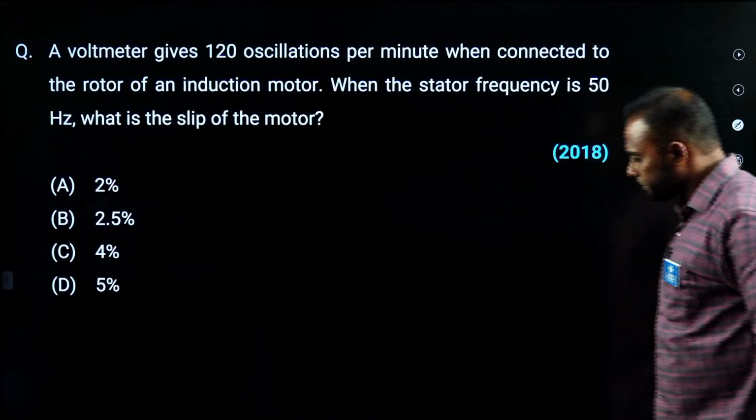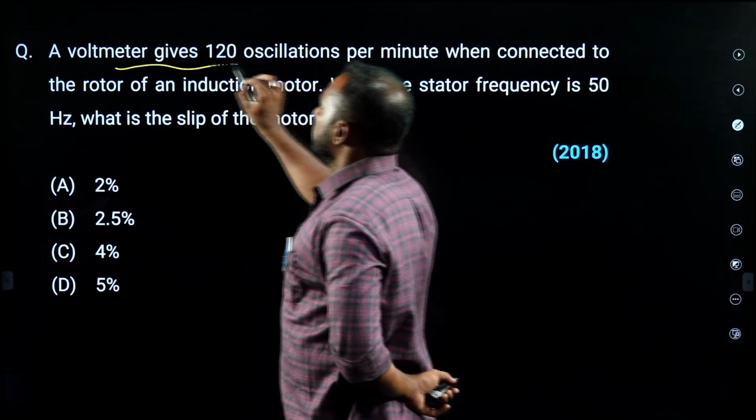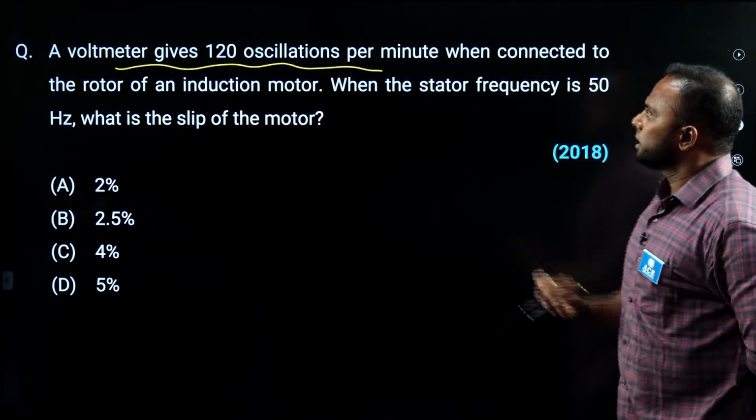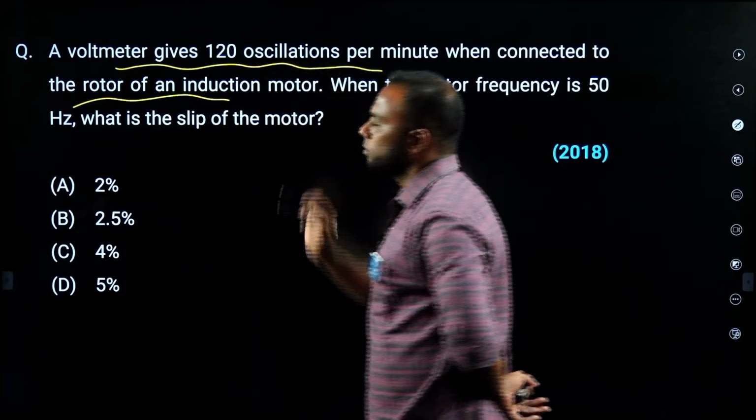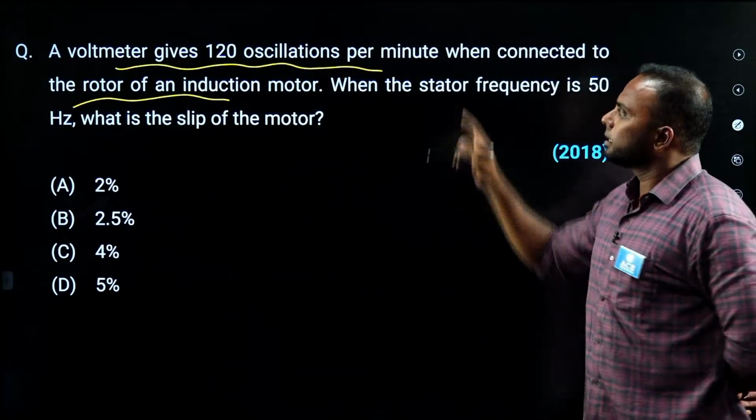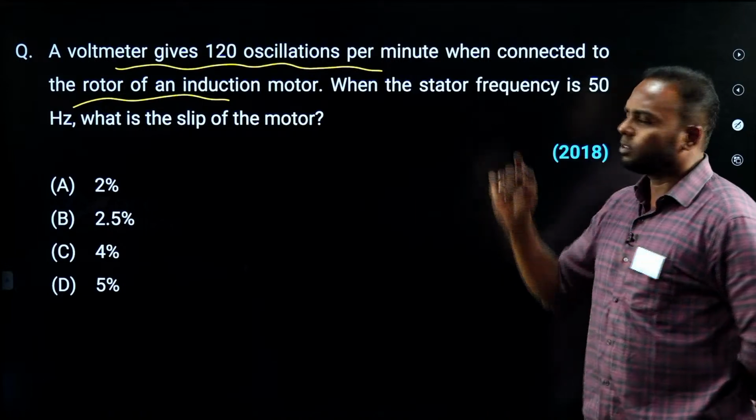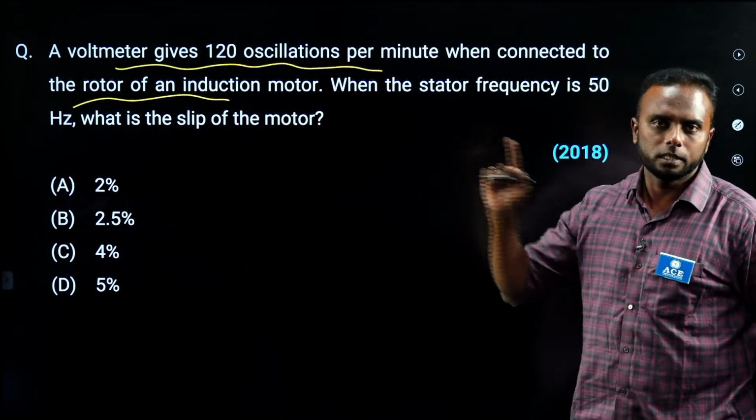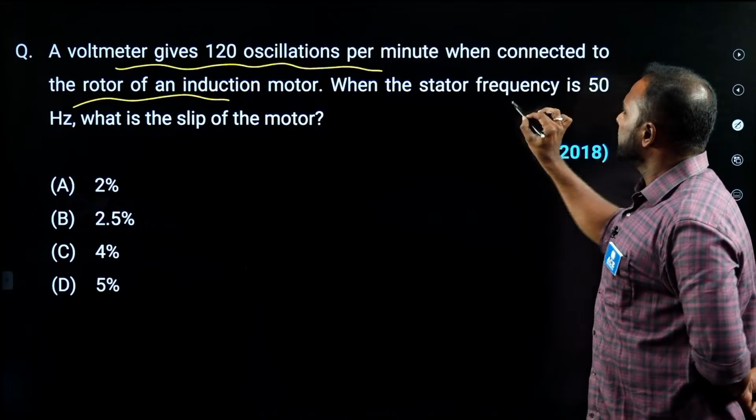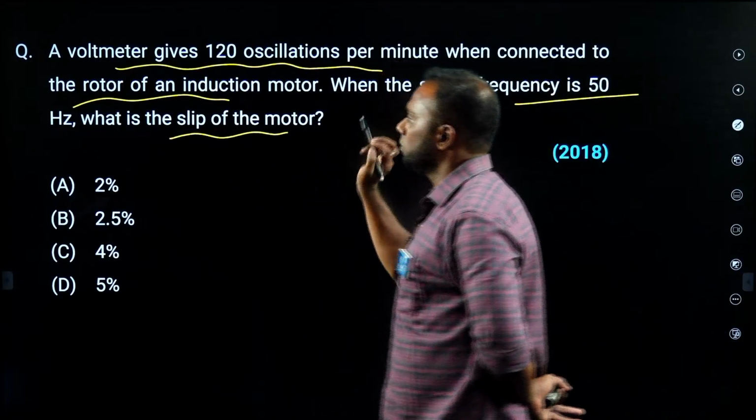Next, and try to answer this. A voltmeter gives 120 oscillations per minute when connected to the rotor of an induction motor. Voltmeter oscillations given, 120 oscillations per minute, means frequency only, no? The signal is oscillating 120 oscillations per minute. When the stator frequency is 50 Hz, what is the slip of the induction motor?